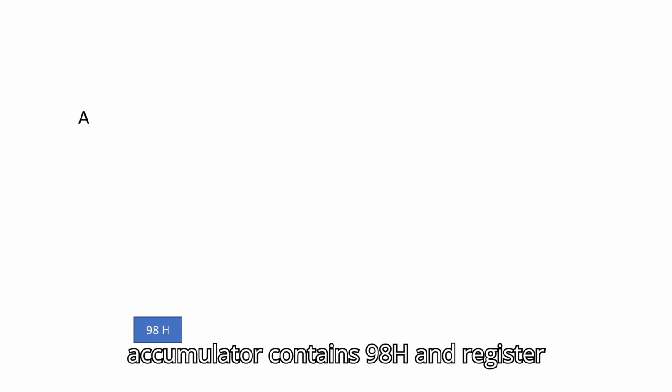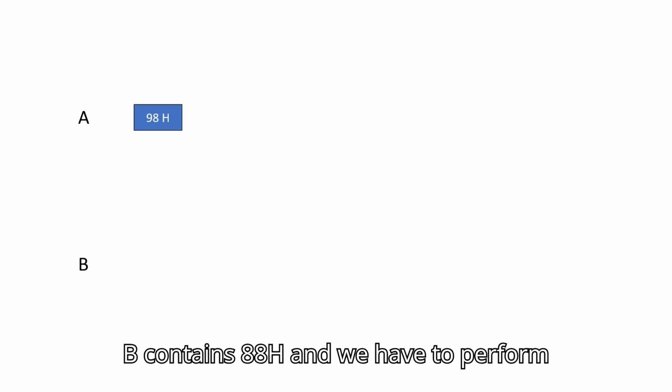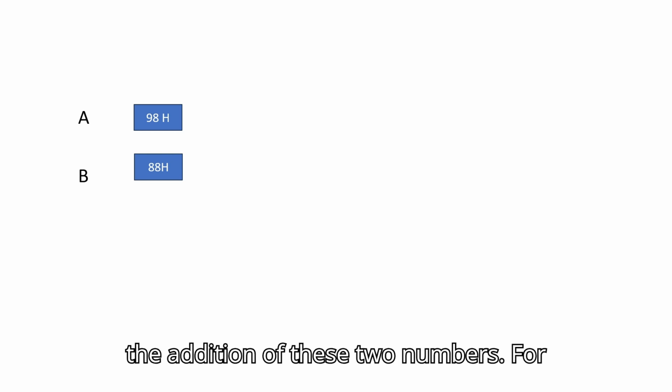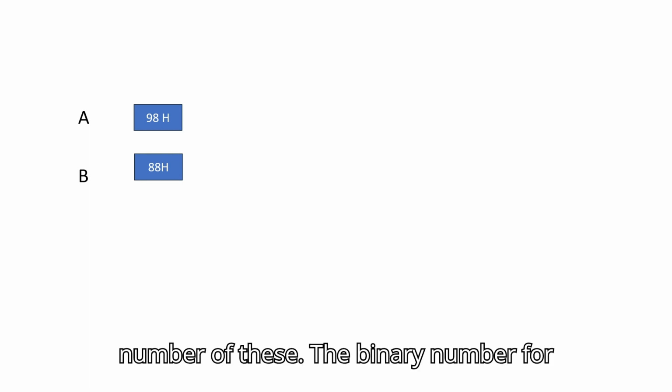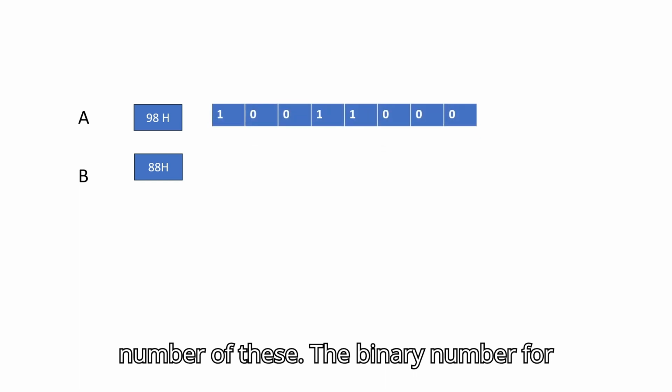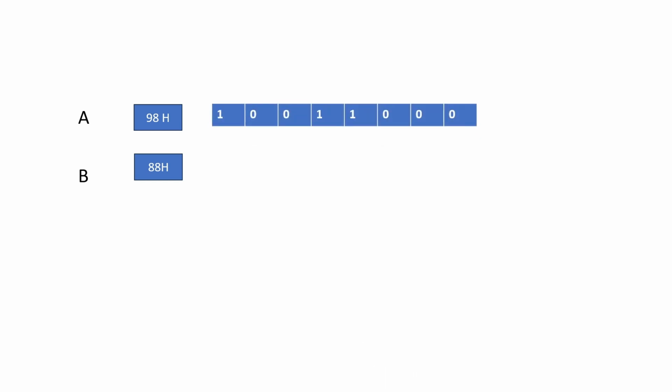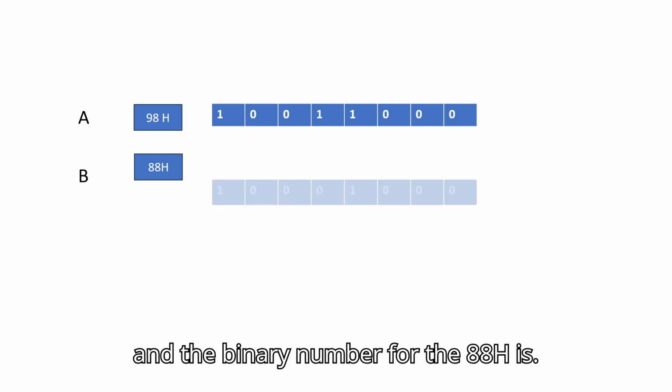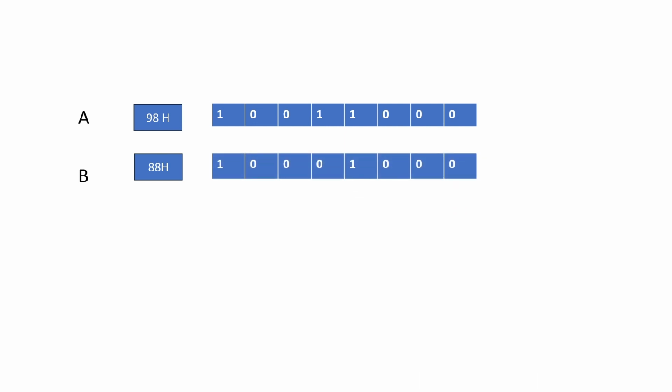Now your doubt will be cleared by this example. See, if the accumulator contains 98H and register B contains 88H, and we have to perform the addition of these two numbers. For this, we first need to take the binary numbers of these. The binary number for 98H is 1001 1000, and the binary number for 88H is 1000 1000. Now perform the addition of these two numbers.